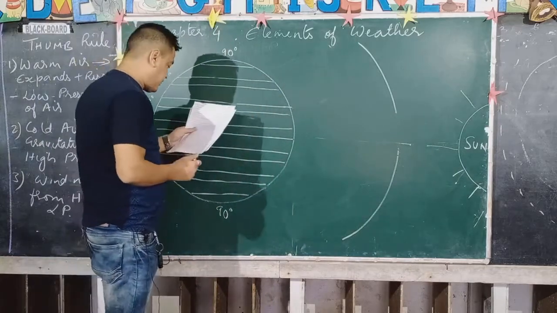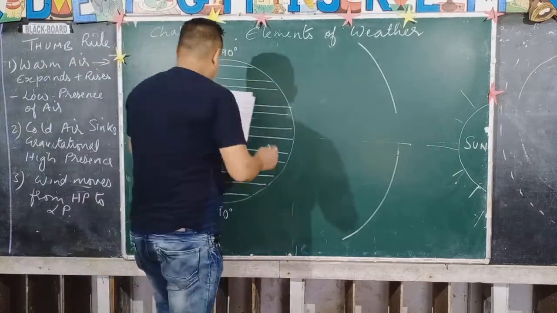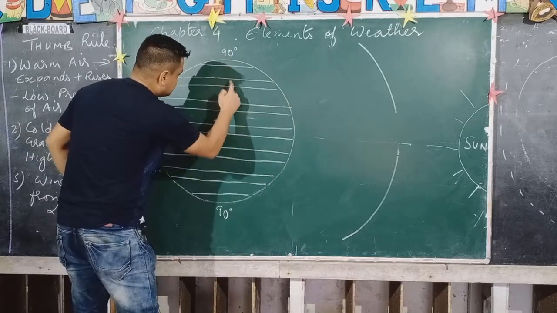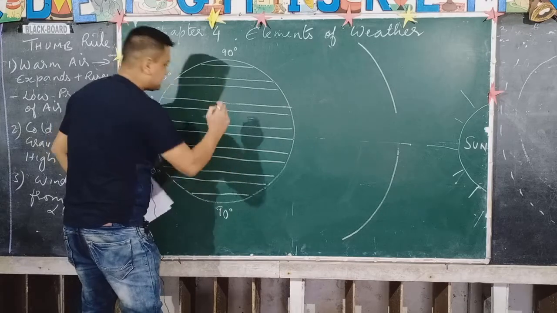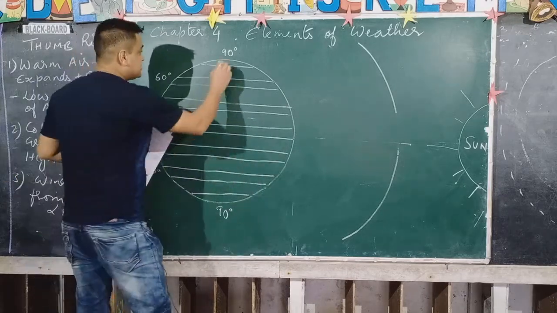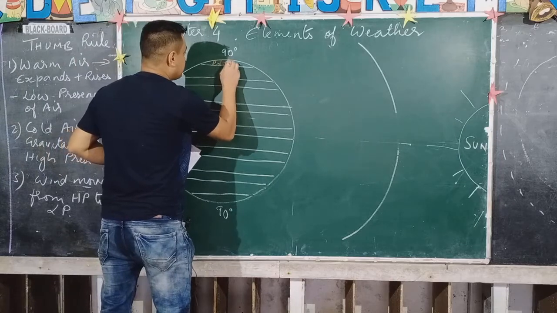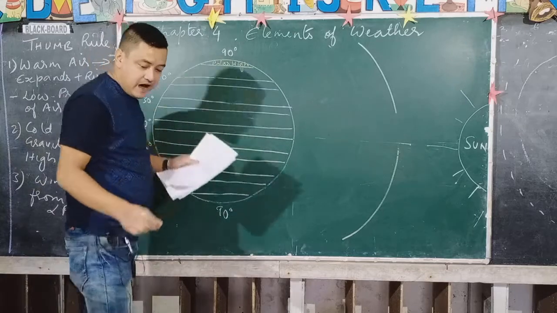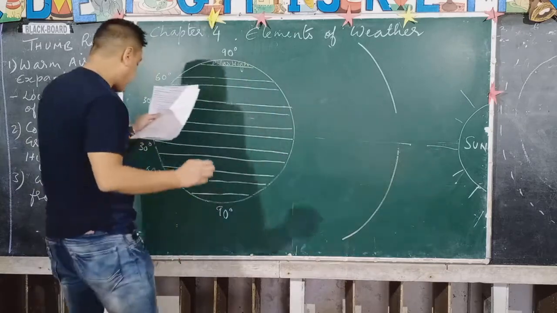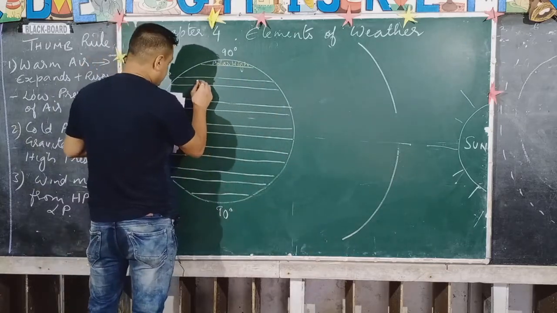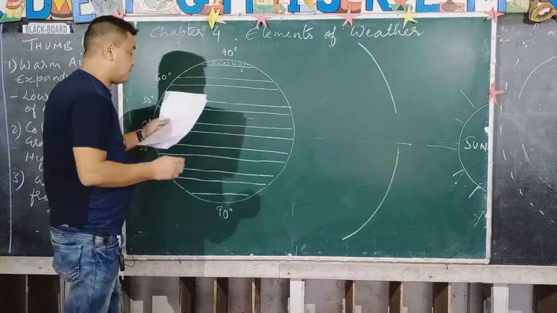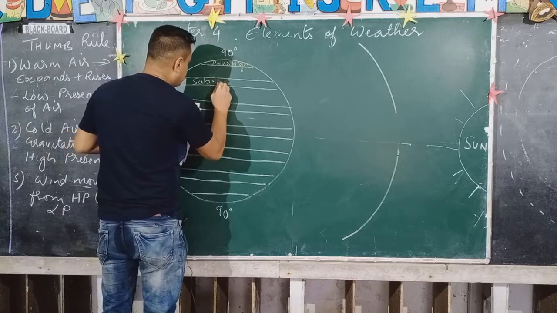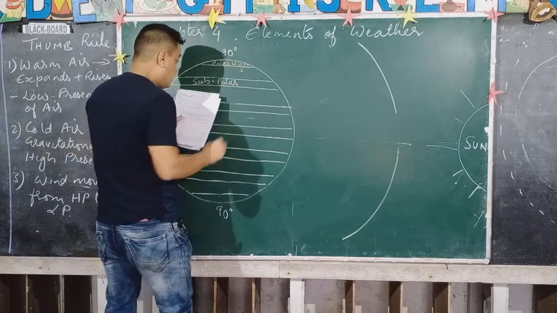And if you see, there are 7 pressure belts. 1, 2, 3, 4, 5, 6, 7. 7 pressure belts. This is known as polar high. This is known as polar high pressure belts. The second one is known as subpolar low pressure belts or circumpolar low pressure belts. This is also known as subpolar low pressure belts.